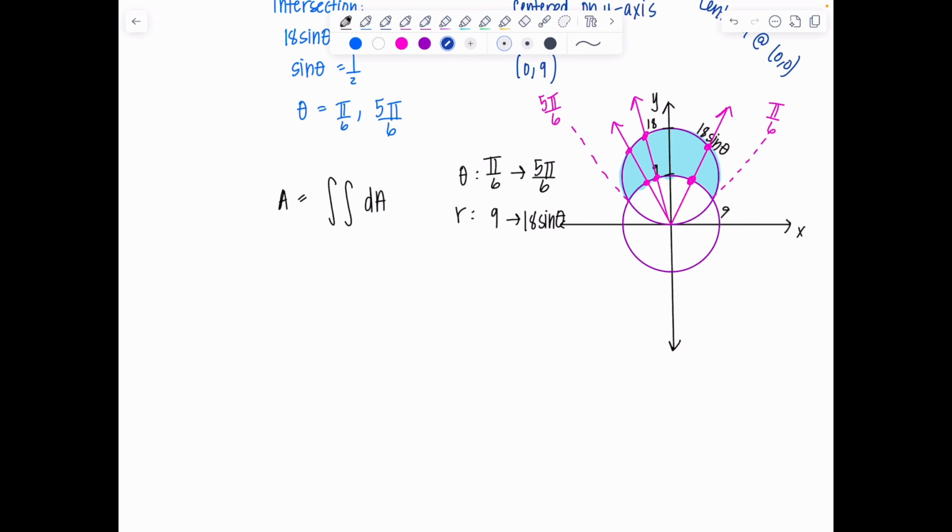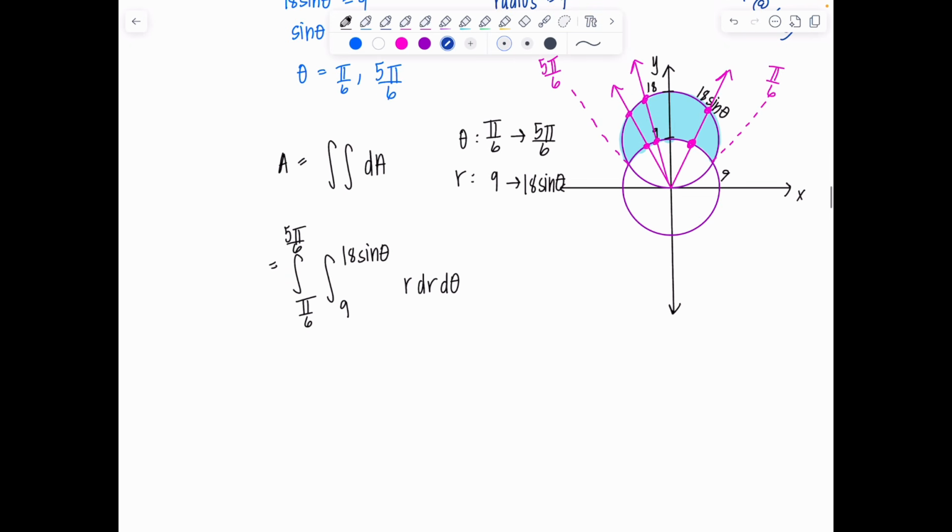Okay, so here we go. So the area is going to be the integral from pi over 6 to 5 pi over 6, and then 9 to 18 sine theta, and then dA in polar, be careful, it's r dr d theta.